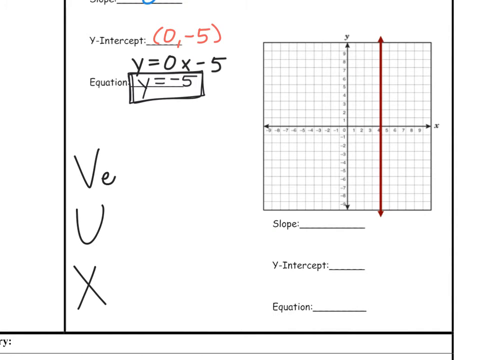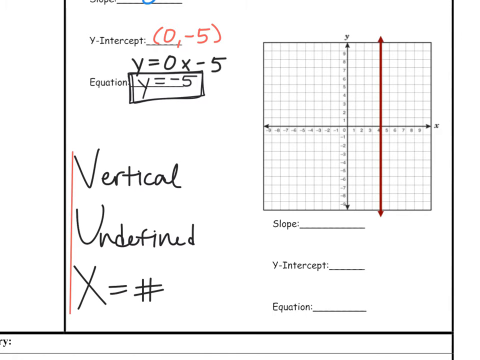Vertical lines are, what's the slope? Undefined. And our x equals whatever number they go through. So if we want to go ahead and draw one of these in, vertical. All right, guys, what is the slope of that vertical line? Undefined. Slope dude falls down the cliff, and he says undefined.